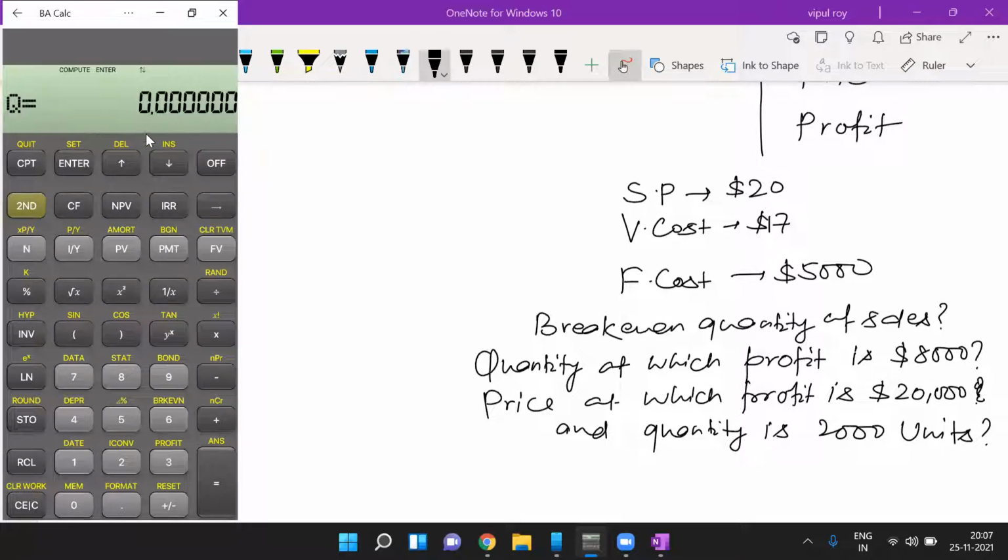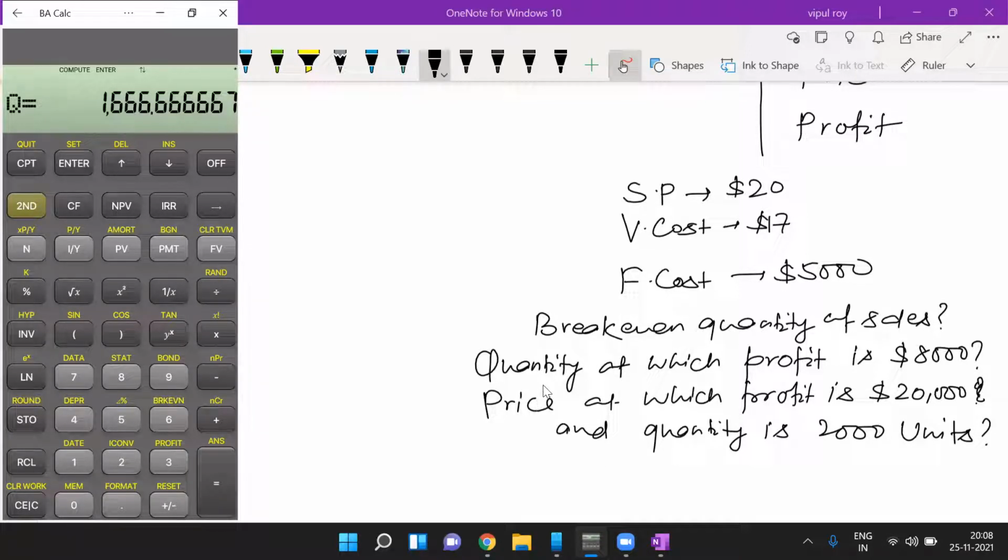Now again drop down. You have to find out break even quantity of sales. So at which quantity is this going to break even? This is what you need to calculate. So simply compute. How much is your answer? Answer is coming 1666.66 units. So at this level, you're going to break even. So this is your first question.